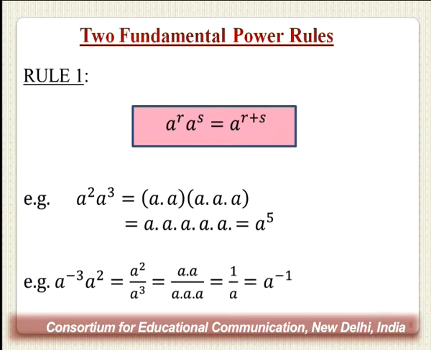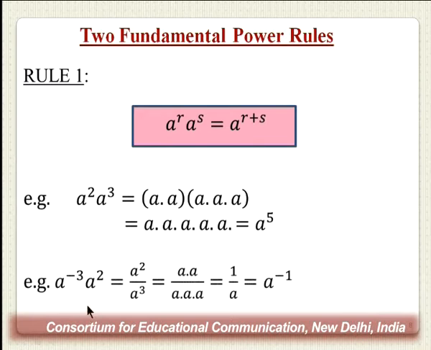So for example, if I were to take r equal to 2 and s equal to 3, then a to the power 2 is a squared, so that's nothing but a multiplied by itself twice. A to the power 3 is a multiplied by itself 3 times, and that then gives us the number a multiplied by itself 5 times, which is a to the power 5.